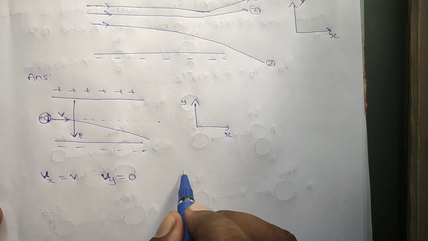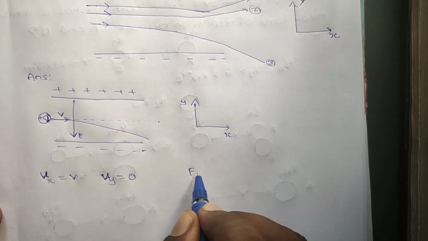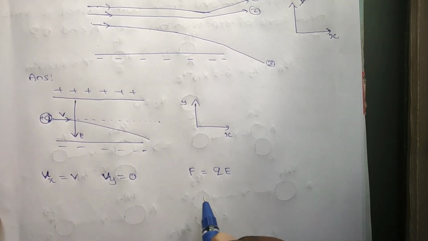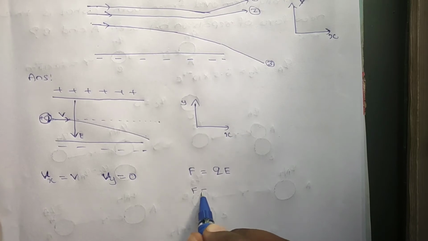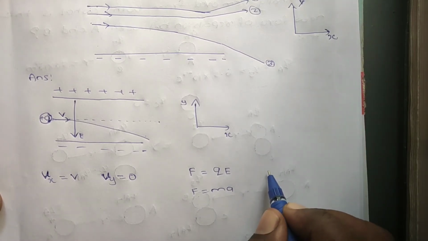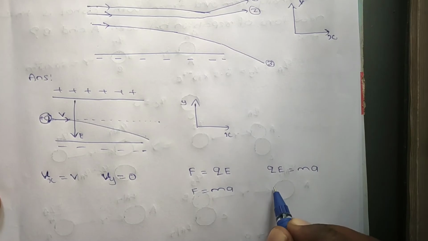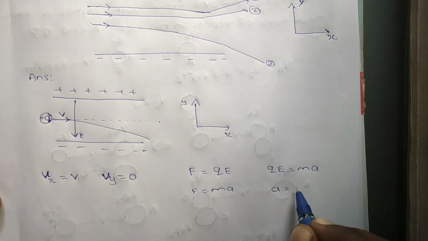So this charged particle will experience a force. That force F is equal to QE. And we know F is equal to MA, from Newton's second law. Equate these two. So from this what we'll get? QE is equal to MA. From this, acceleration A is equal to QE by M.